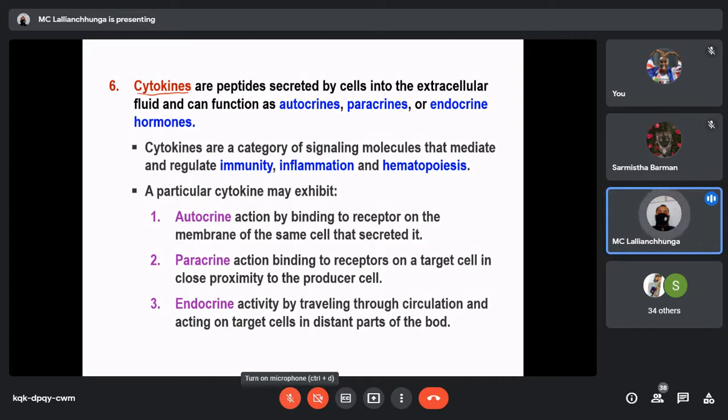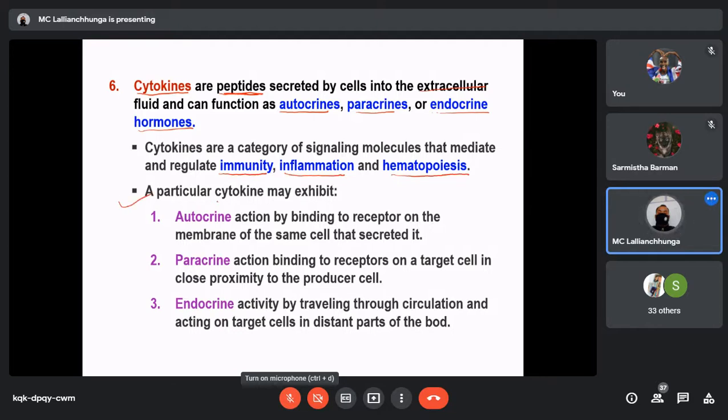Cytokines are peptides. That means they are protein in nature. Cytokines are peptides secreted by cells into the extracellular fluid, and they can function either as autocrines, paracrines, or endocrine hormones. It is a broad term. Cytokines are a category of signaling molecules that mediate and regulate immunity, inflammation, and hematopoiesis. You have to remember cytokines are peptides. They may be autocrines or paracrines, or even hormones.